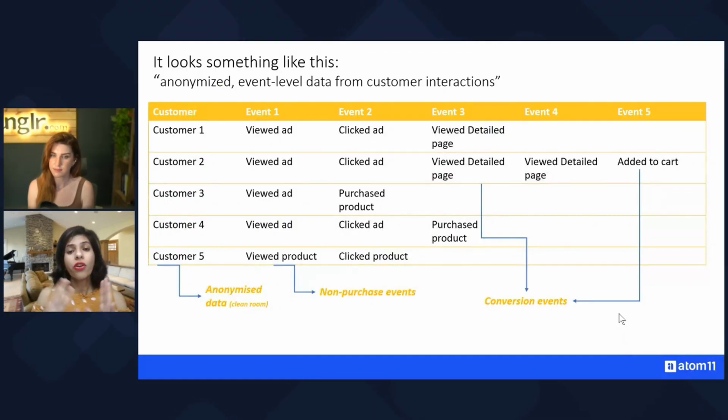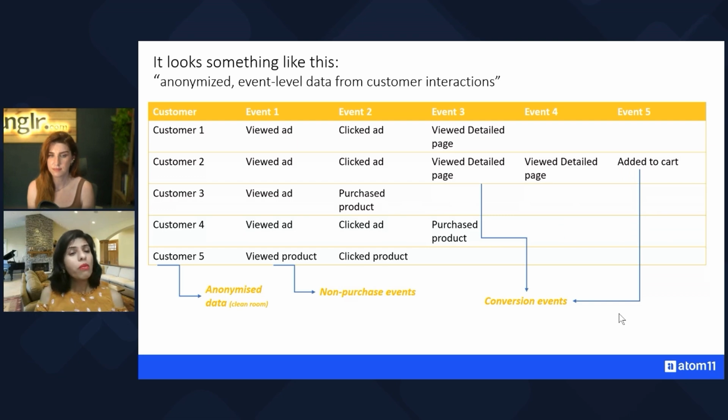What happens is that Amazon is going to give you an Excel sheet or a database which will tell you what customer 1 did. Let's say I viewed your ad, I clicked your ad and I viewed your detail page, and then I disappeared. Then there's Elizabeth who viewed your ad. She clicked on your ad. She viewed one detail page. Then she viewed the second detail page. And then she added your product to cart, right?